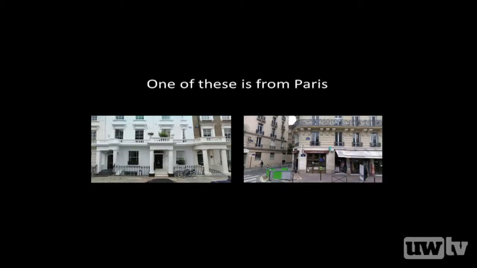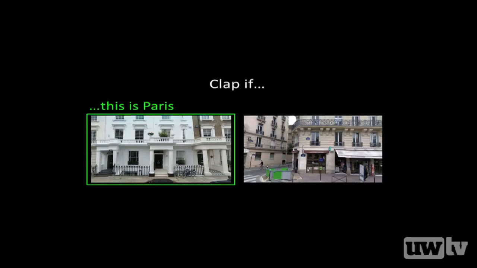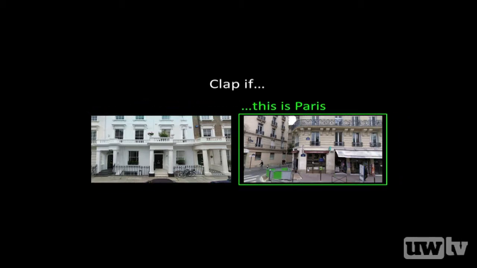Now we can go to step 2, which is let's see if we can mine visual data. Okay? One of those images is from Paris. Clap if you think it's this one? Clap if you think it's this one? Look at that. Okay, for bonus points, where is that? Look at that. You guys are very good.